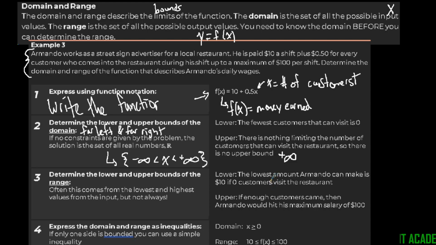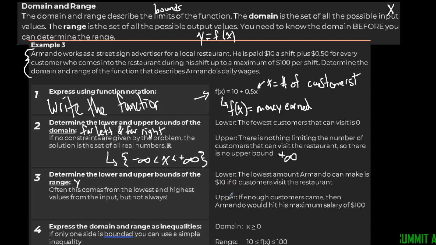Then it says determine the lower and upper bounds of the range. We're still talking about y values, which is the far bottom and far top. Often this comes from the lowest and highest values from the input, but not always. So we have to use both the x and the y to figure out what we're doing. Our lower bound, meaning the lowest amount Armando can make, is $10, because when we plug in 0 for x, this goes away and the only thing left is 10. So that's our lower bound for the y values.